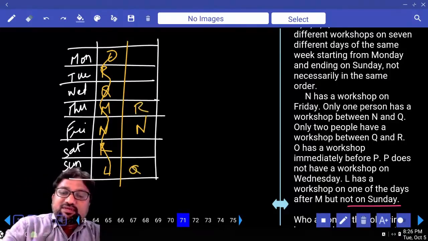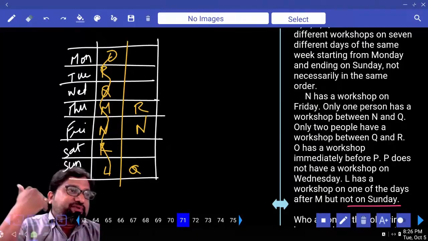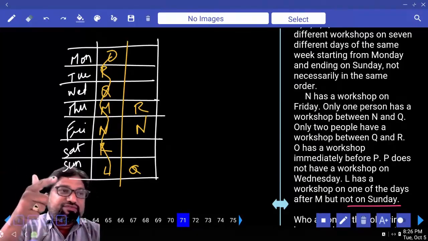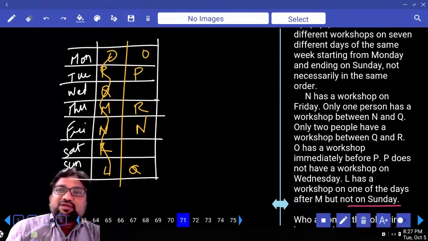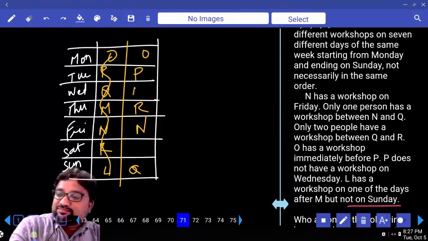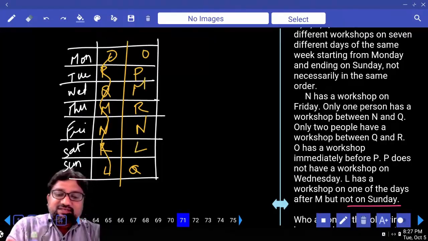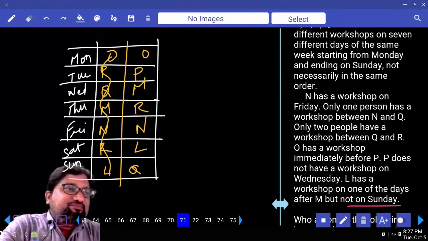2 persons. O is immediately before P, but P is not on Wednesday. So automatically P O. L is after M. Who comes after M? L. But L is not on Sunday. When did L come? Saturday. See?